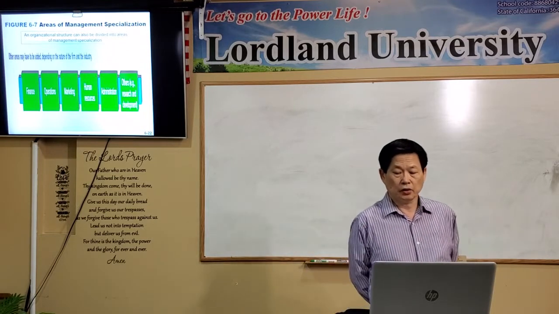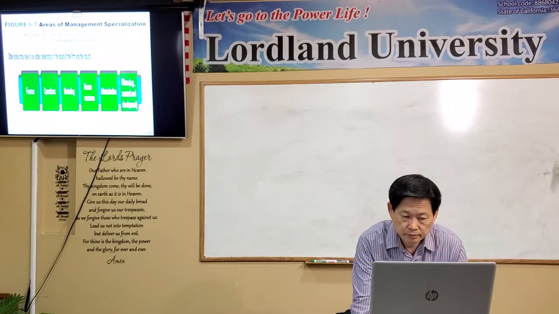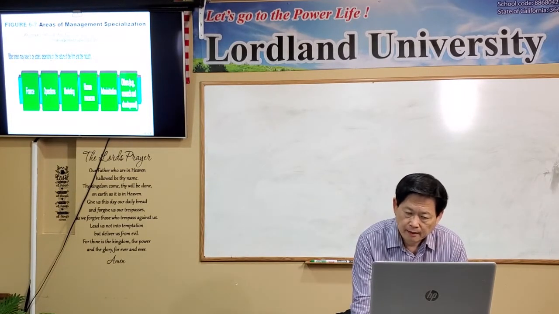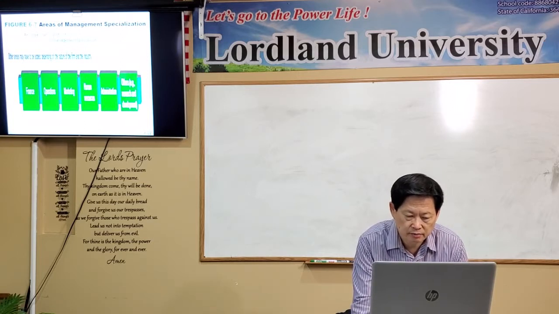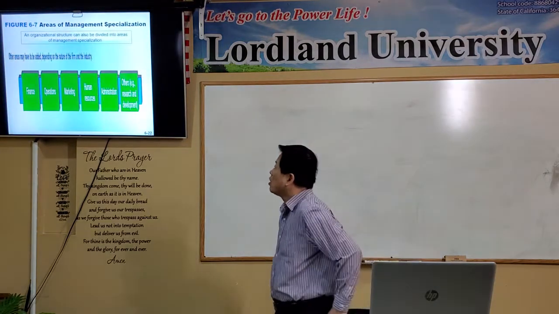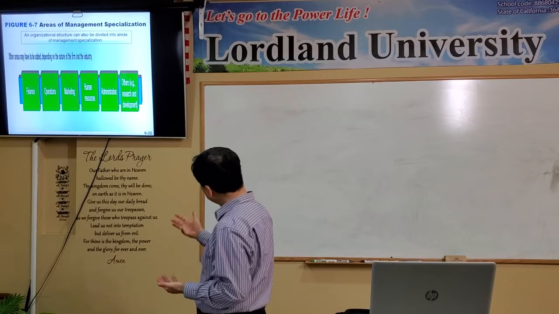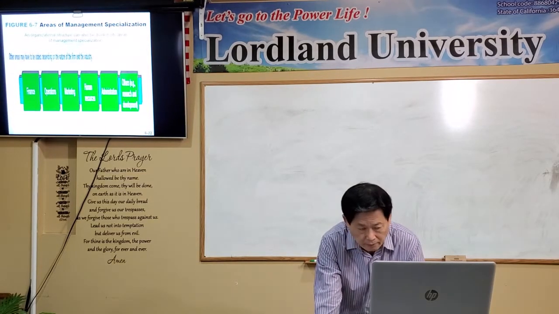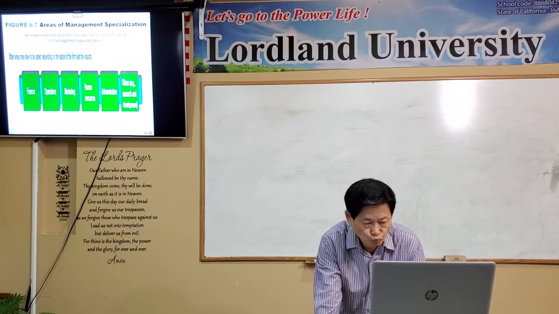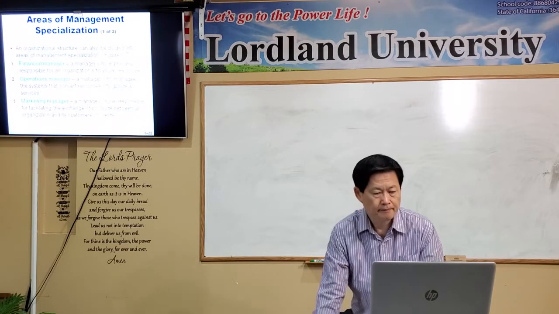This figure shows the areas of management specializations. The business structures can also be divided into the following areas of management specializations: financial managers, operations managers, marketing managers, human resources managers, administrative managers, and other managers such as research and development managers.